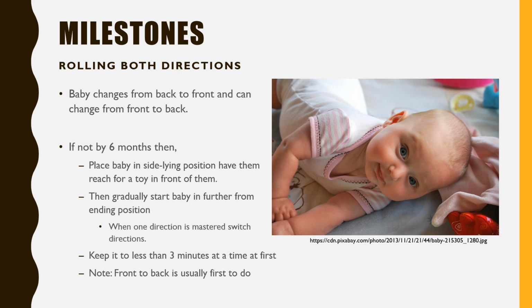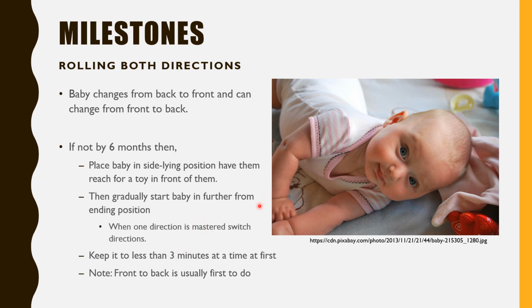If they're not making this roll by about 6 months, this is a great time for you to step in and help them out. What you would do is place the baby in a side-lying position, where they're lying on one side, just like this. Then you put a toy out in front of them, right over here, and have them reach for that toy. That small movement is a portion of rolling. If the toy was in front of them, it would be rolling to their stomach, from the back to the stomach.